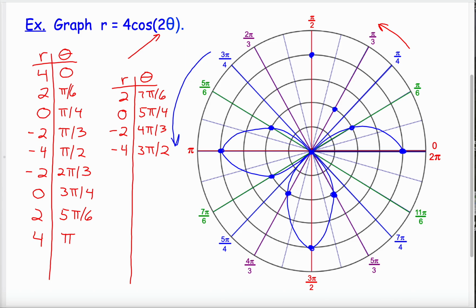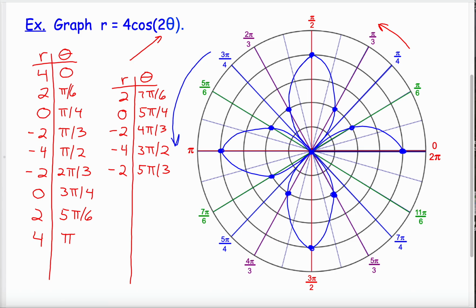So when I get to 3 pi over 2, I'm going 4 up instead of down. And you can see what's happening here. Now we're going back out. R is getting bigger again. And then we're going to do 5 pi over 3. We're going to plug that into theta. We're going to double it. So 5 pi over 3 doubled is 10 pi over 3. 10 pi over 3 is 6 pi over 3, and then another 4 pi over 3. Cosine of that is negative 1/2 times 4 is negative 2. So we go to 5 pi over 3, and we go 2 in the opposite direction. So that's over there.